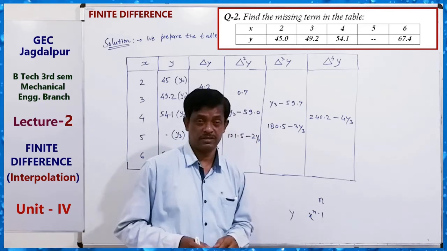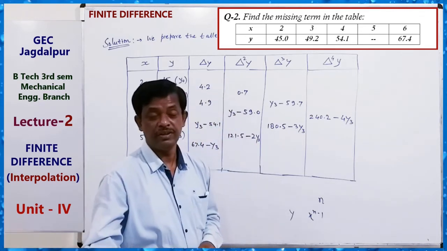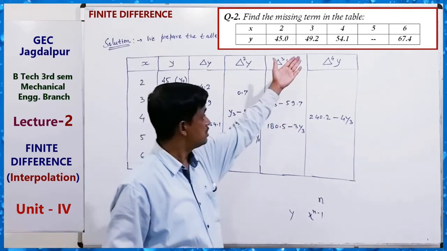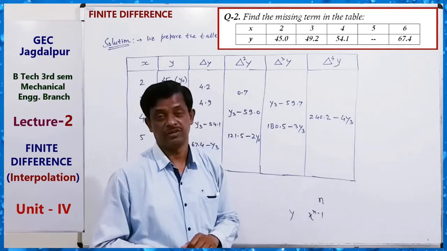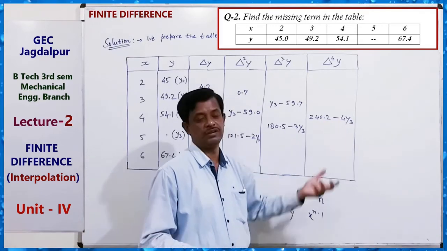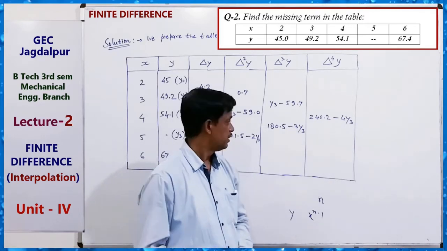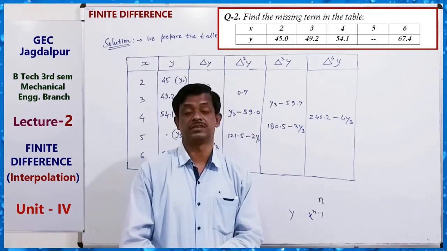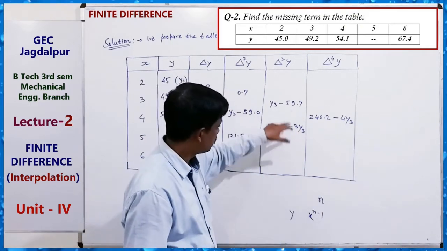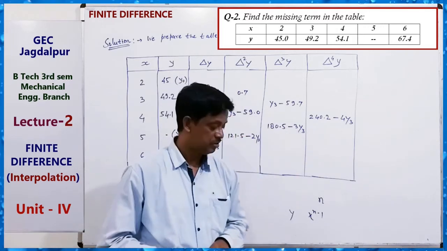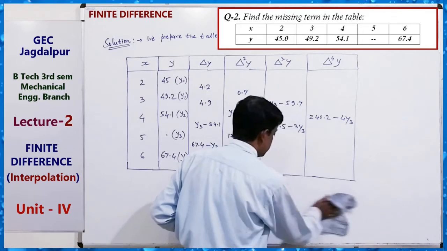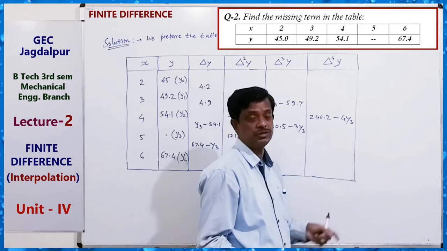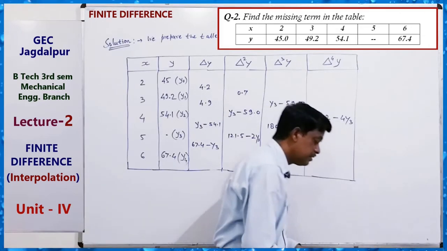A third degree polynomial means the third difference will be constant and the fourth difference will be 0. Here the fourth difference is this, and it should be 0. Take this equal to 0, then you can get the value of y3. Clear? Also the third differences are constant, so by equating these two you can also get the value of y3, or you can take this equal to 0.